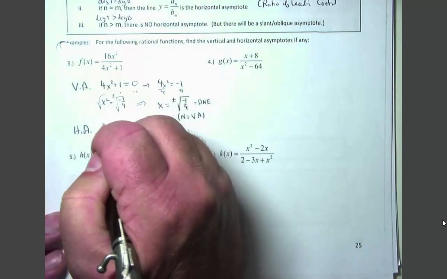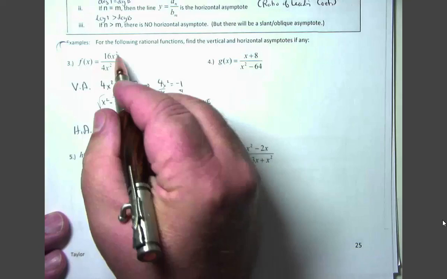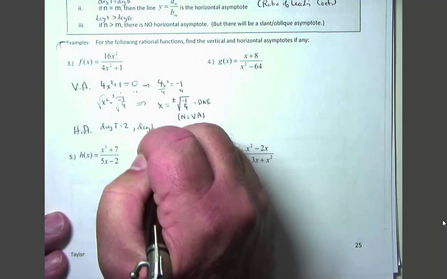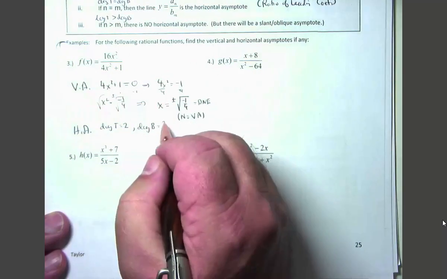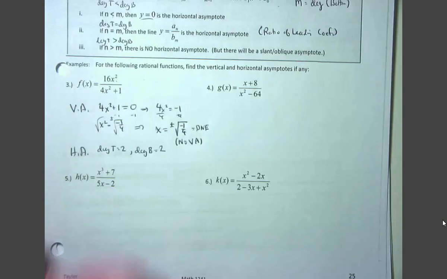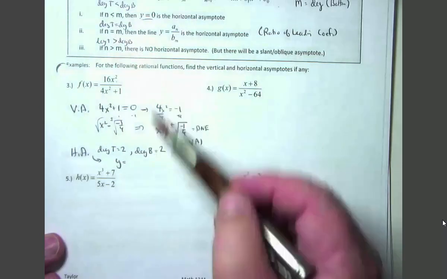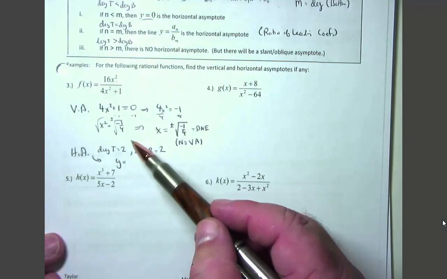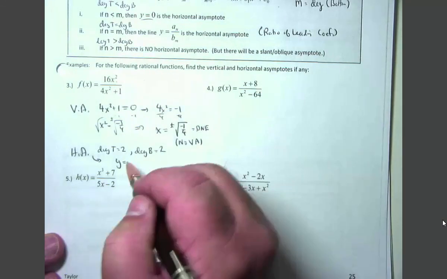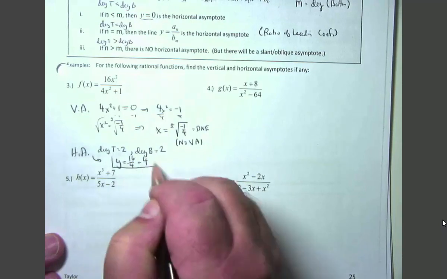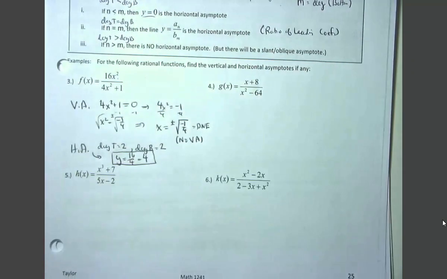Well, what is the degree of the numerator, the top? What's the degree of it? 2. And what is the degree of the denominator, the bottom? 2. And when the degree of the top is equal to the degree of the bottom, the horizontal asymptote ends up becoming y equals what? The ratio of leading coefficients. And the ratio of leading coefficients is 16 over 4. And of course, you want to reduce that. What's 16 divided by 4? 4. There it is, y equals 4. It has a horizontal asymptote, but it does not have a vertical asymptote.